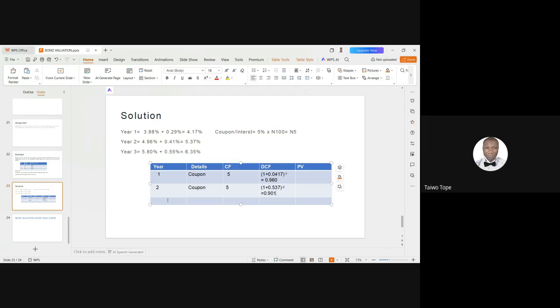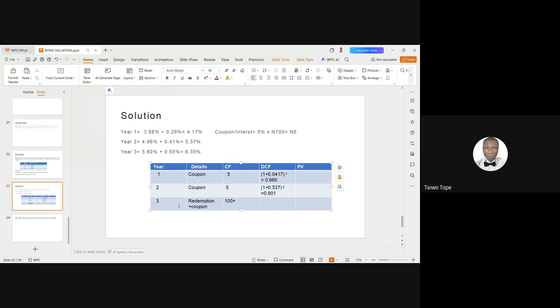Then for the 3rd year, what will happen? You can decide to split it or solve it together with your redemption value, whichever approach you want. We'll add it. That is redemption value plus coupon. Whichever approach, you still get the same result. Either you use coupon for year 3, then you come down again and put year 3 redemption value. But now let's add it.